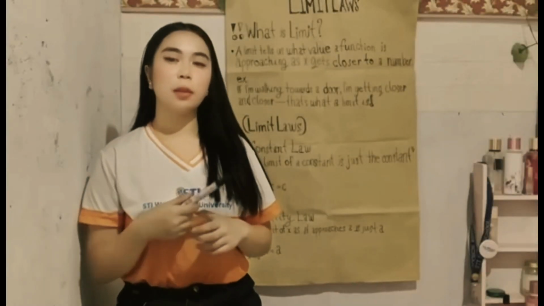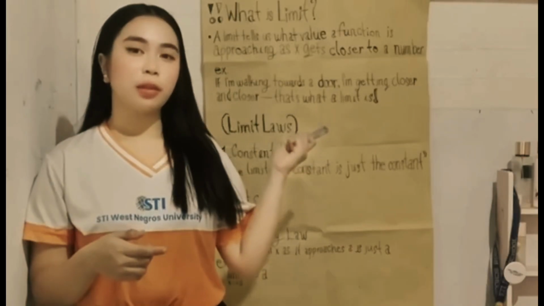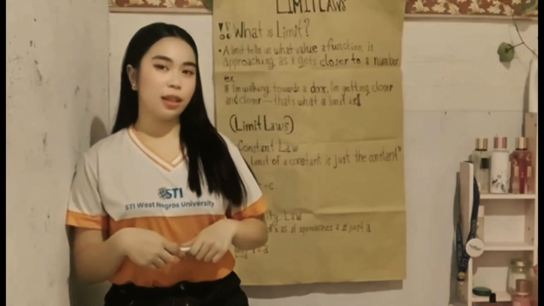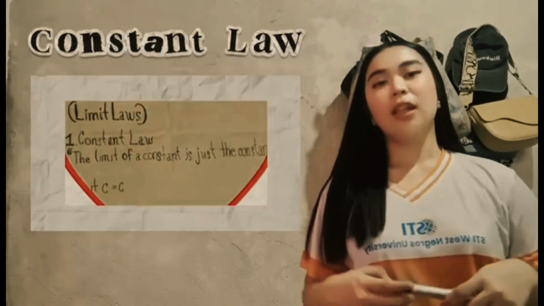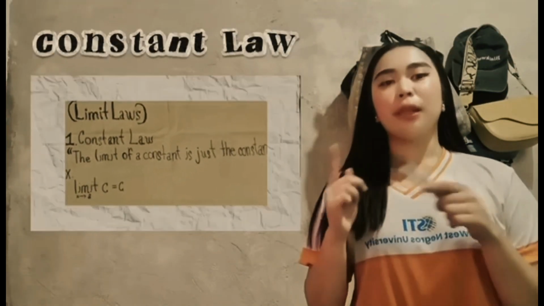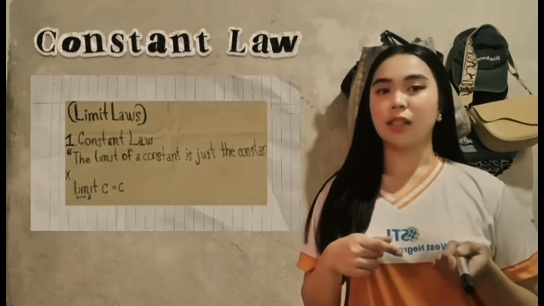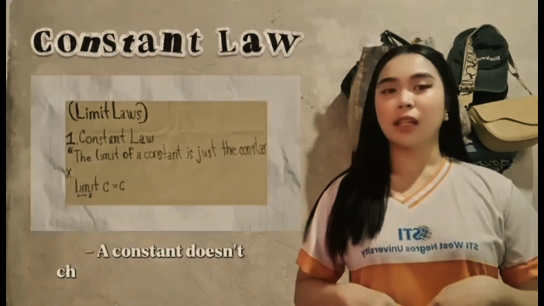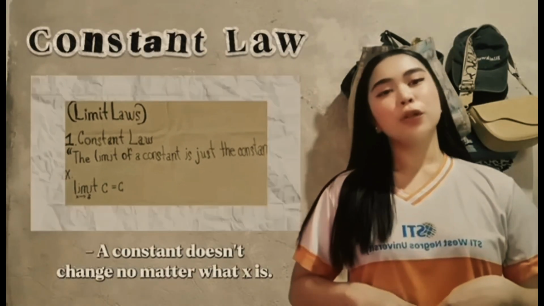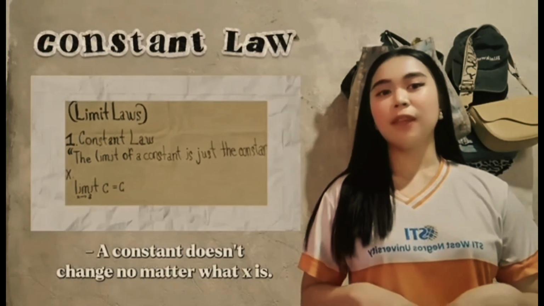Now instead of solving limits the hard way, we use limit laws to make everything faster and easier. Let's get into them one by one. The first law is the constant law. It states that the limit of a constant is just the constant. Why? Because a constant doesn't change no matter what x is. So even if x is approaching something, the value stays the same.